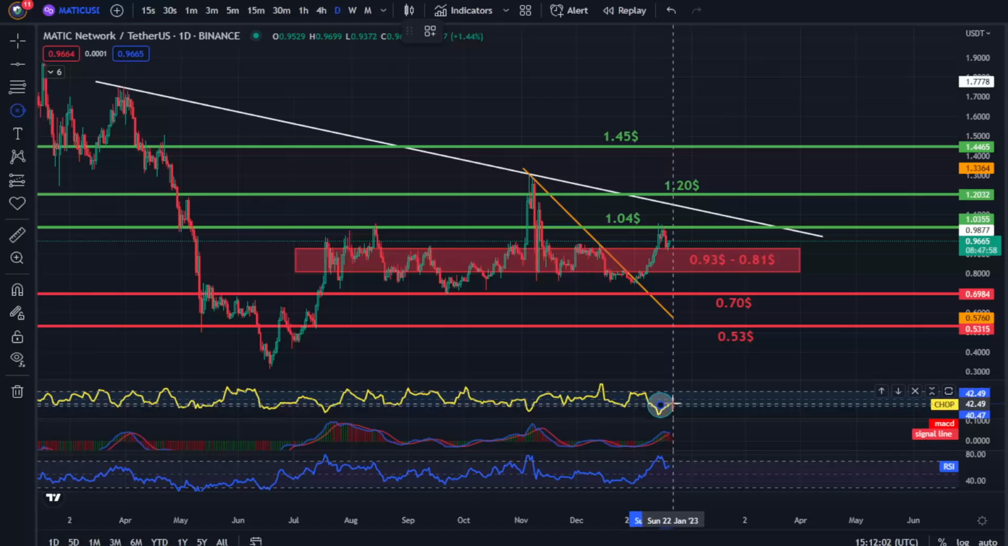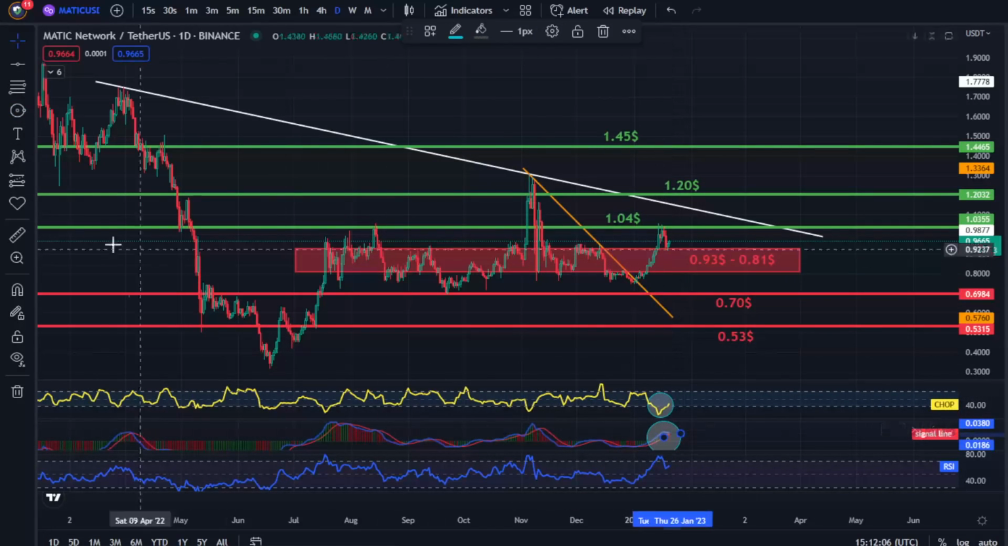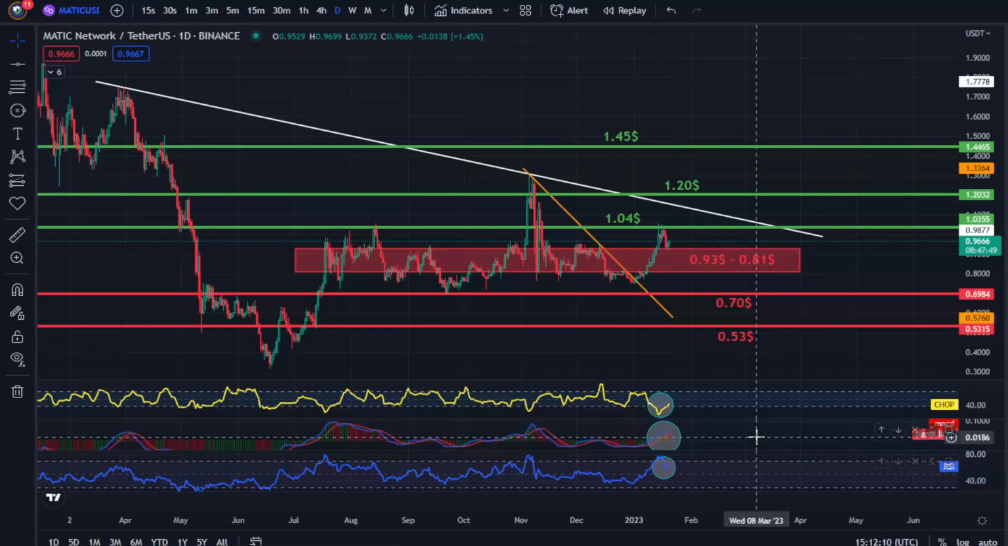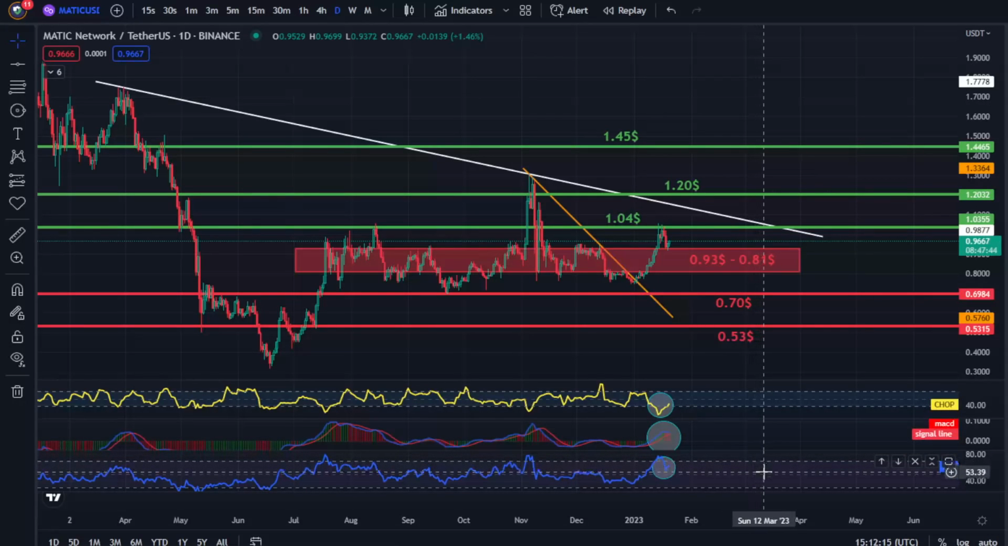Now look at the CHOP index, which indicates that the energy is starting to rise. MACD indicates that despite the correction, we are maintaining an upward trend, while the RSI shows a nice rebound, thanks to which we have a new place for growth.